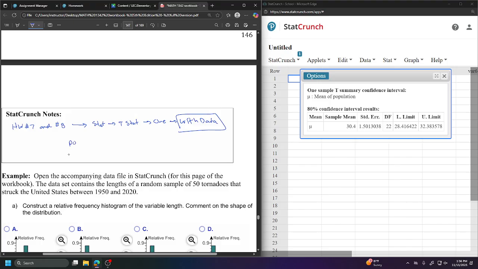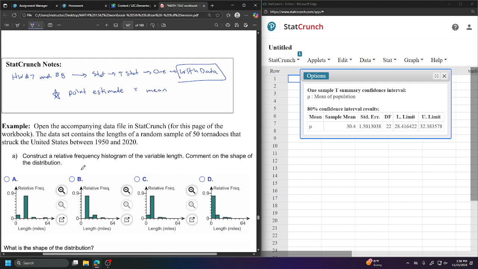And whenever they say the word point estimate, they mean the mean. Point estimate, it's the same as the mean. Okay? That's just like a little side note right there. All right, cool. We're going to see that in a few minutes. I'm not worried about it. I'll show you when we get there.